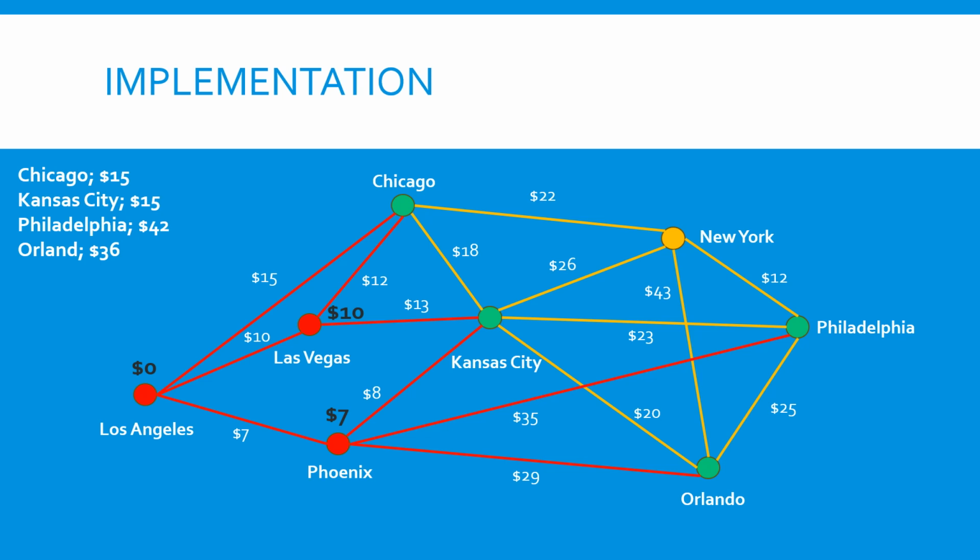Next, let's discuss the implementation details. Recall the scenario shown in the figure, where the red nodes are the visiting nodes, and the green nodes are the candidate nodes to visit.